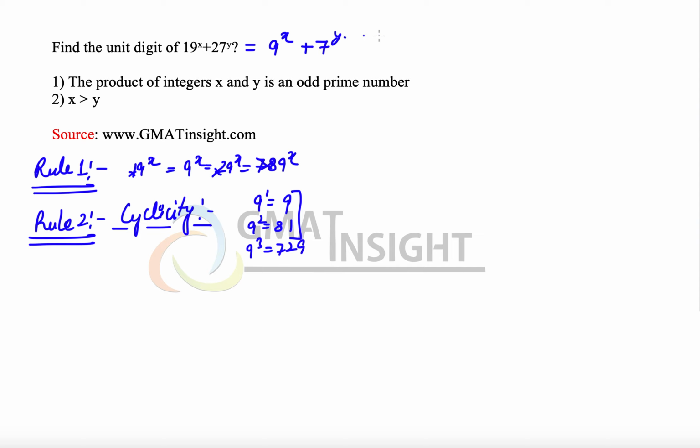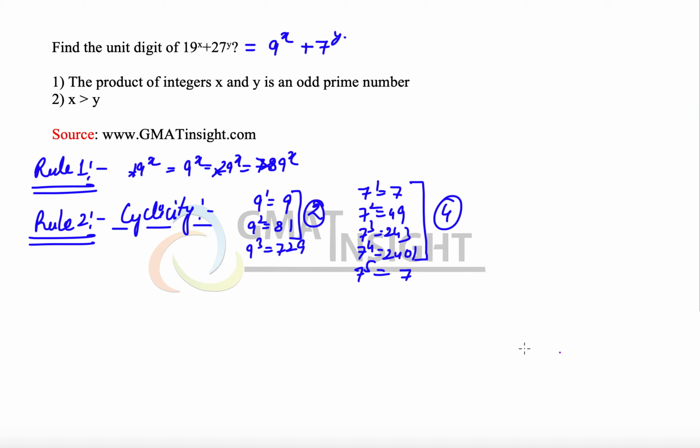The similar cyclicity can be observed in case of 7 as well, because 7 to the power 1 is 7, 7 square is 49, so 9, 7 cube is 343, so 3, 7 to the power 4 is 2401, so 1. And 7 to the power 5 will once again have unit digit 7, so the cyclicity here is 4. After every fourth power, the unit digit repeats. So these are the two rules that we are going to use. The cyclicity of 9 is 2, while the cyclicity of 7 is 4.